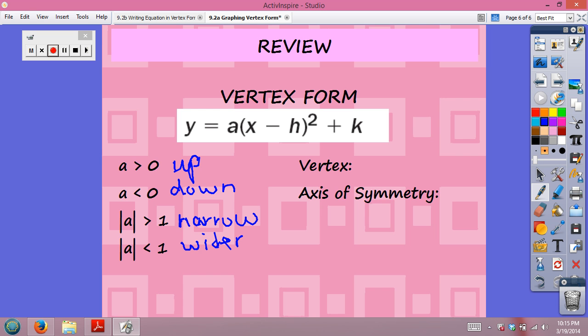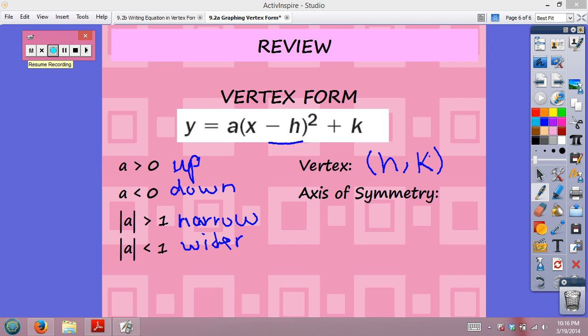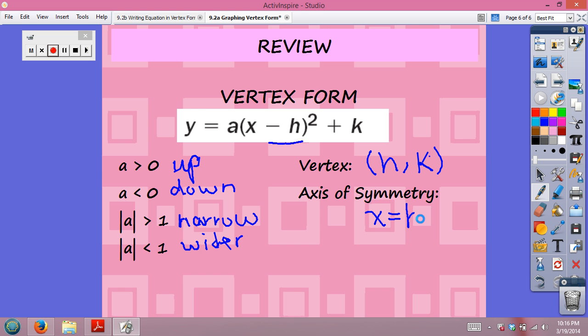Two other things. Remember, the coordinates of the vertex is (h, k). So it is a -h in the equation, but it is a +h for the vertex, and that is very important for you to remember. And then the equation for our axis of symmetry is x equals h. And that will conclude the lesson.